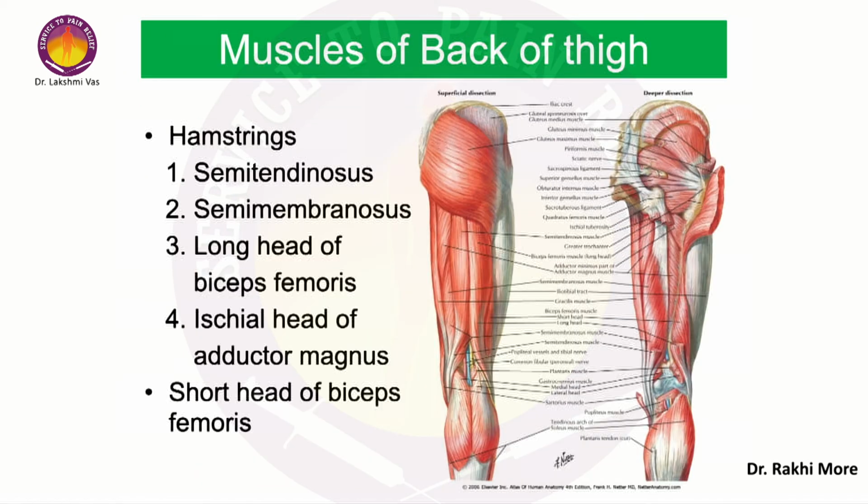Next we come to the muscles of the back of the thigh. Here we see the hamstrings. Hamstrings is made up of 4 muscles, that is the semitendinosus and the semimembranosus, which are on the medial aspect of the thigh, and the long head of the biceps femoris and the ischial head of the adductor magnus, which is on the lateral aspect of the thigh. The short head of the biceps femoris is also part of the muscles of the back, but it does not belong to the hamstring group of muscles because it does not take origin from the ischial tuberosity.